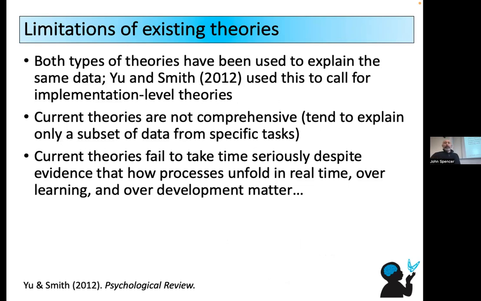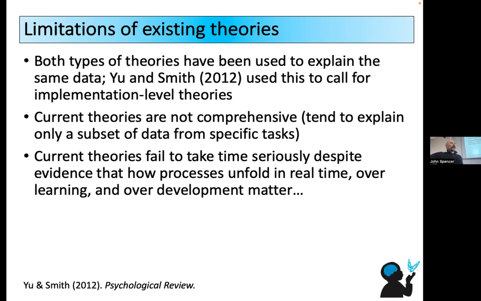In 2012, Yu and Smith wrote a paper in Psych Review and basically pointed out some limitations of these 2 classes of theories. The first limitation is that both types of theories have been used to explain the same data. So that's obviously a bad thing if they can explain the same data instead of contrasting predictions. The second thing they pointed out is that these 2 theories have been applied sort of sporadically in the literature. Rather than explaining data from, let's say, both perspectives, they're often applied to single experiments. So we don't really have comprehensive theories.